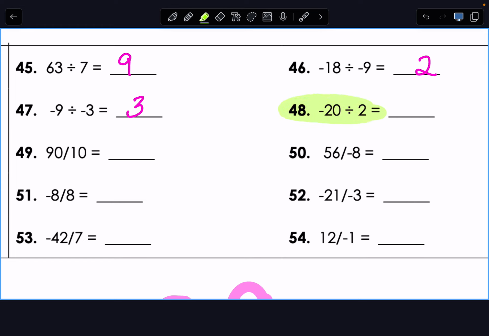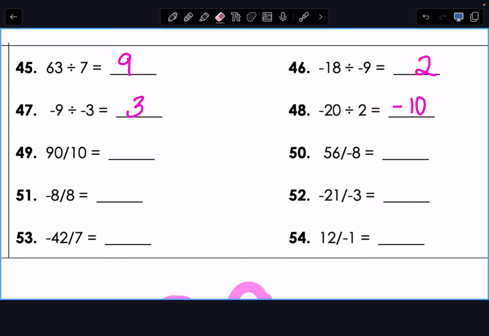Kaylee, are we going to have a positive or a negative answer? We're going to have a negative answer. Carlos, why? So the 20 is negative and the 2 is positive. So we have one negative, one positive, so our answer is negative. Specifically, negative 10. Okay. You know the drill.